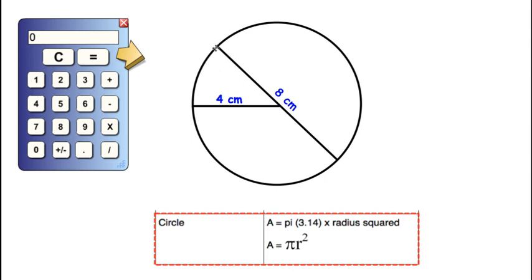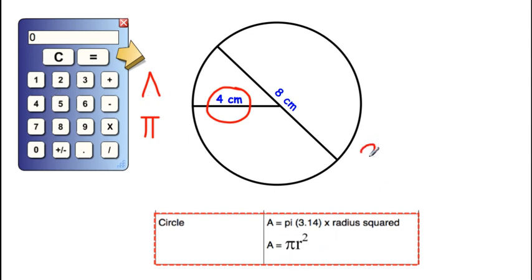Looking at this circle, we have a diameter of 8 and we have a radius of 4. Perfect. That's all the information we need, and they're giving it to us. So we're going to use this 4 as part of our formula. If you have a normal calculator that doesn't have the pi key and doesn't have the squared key, you're going to have to enter it in the old-fashioned way.